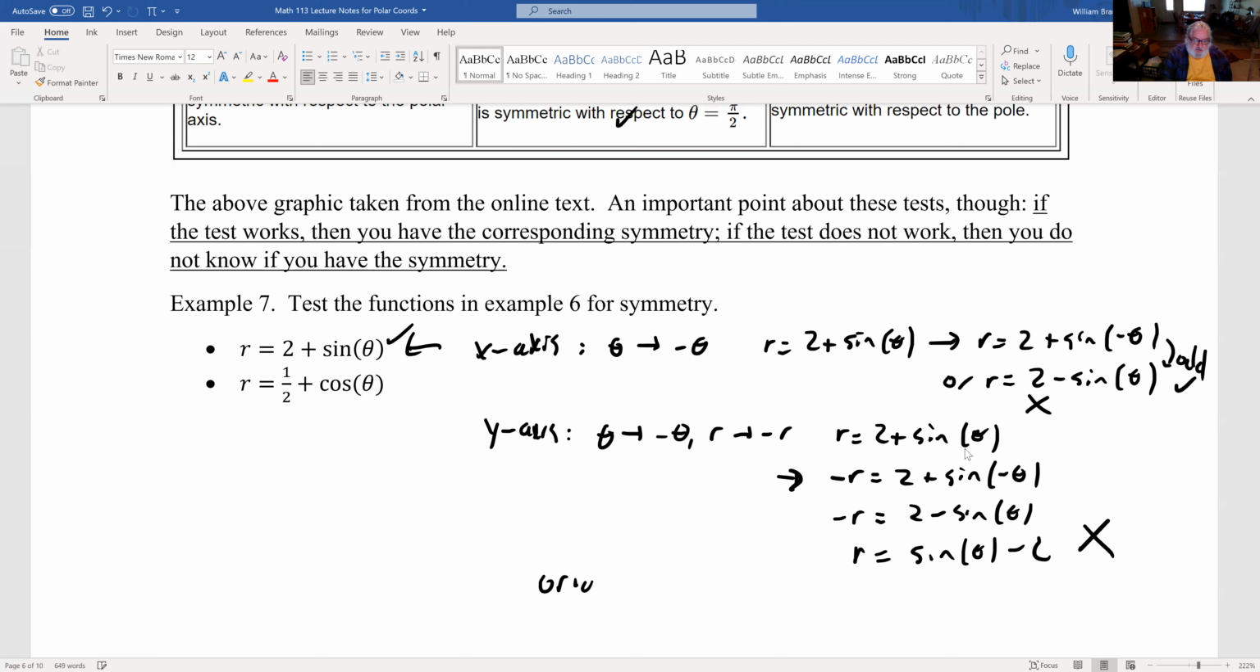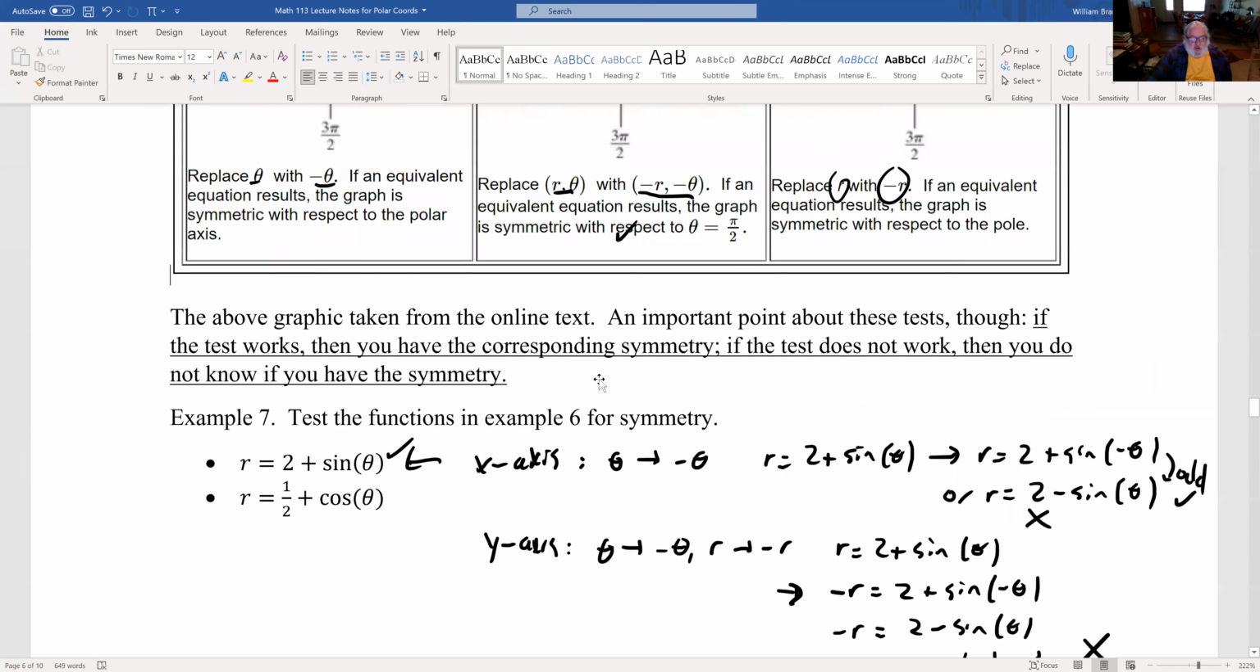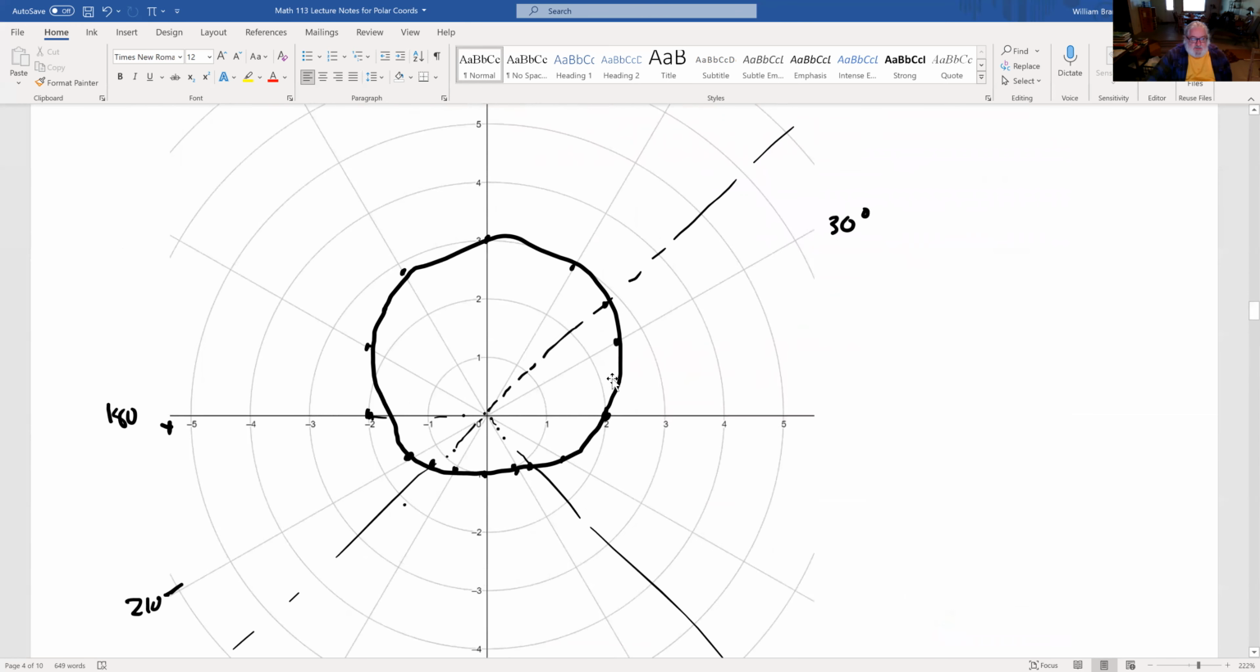What about the origin? That means replacing r by minus r, so r equals 2 plus sine theta becomes minus r equals 2 plus sine theta. Multiply both sides by minus 1, and we get that. And that test for symmetry doesn't work. But if we go back up to the graph of 2 plus sine theta, we see it is actually symmetric about the y-axis, or it would be if I could draw competently. So this has y-axis symmetry.